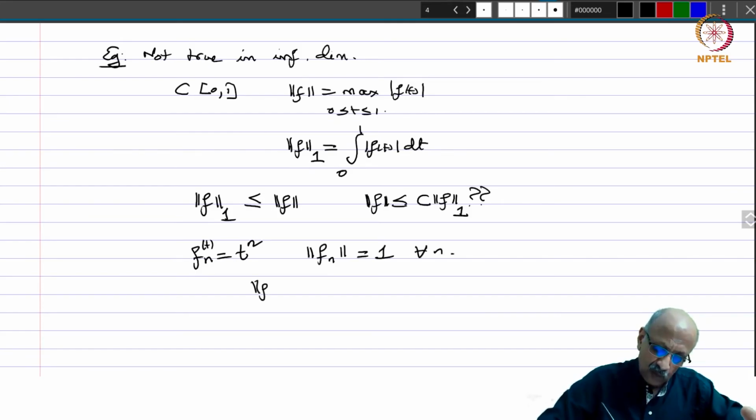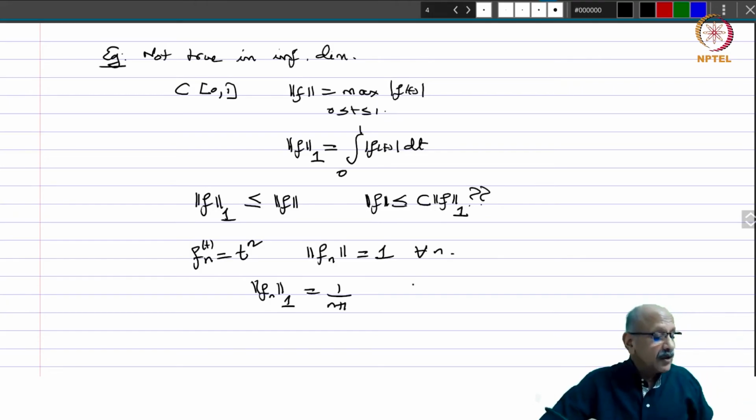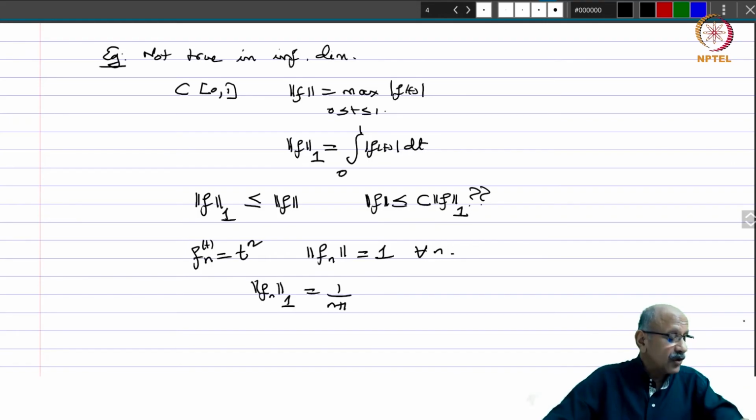What is norm f_n 1? Well, it's a non-negative function, therefore it's just the integral, which is therefore 1 by n plus 1. So if you put f_n here, you will get 1 on this side and 1 by n plus 1 on that side, which goes to 0, and therefore this inequality is not possible, and consequently you cannot have the equivalence of norms. So in infinite dimensional spaces you do not have the equivalence of norms.